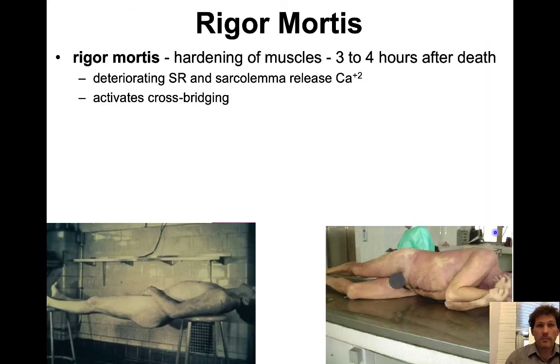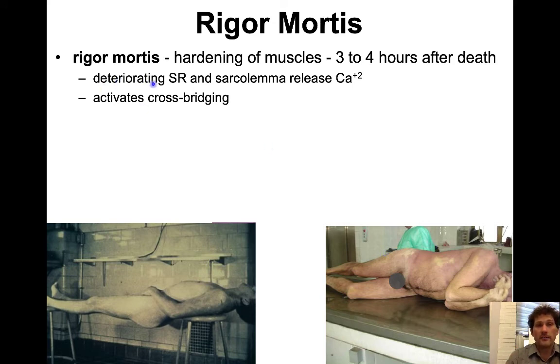Now, when we pass on, we tend to see something called rigor mortis. This is the hardening of muscles that generally happens within a few hours after death. So what's going on with rigor mortis? Here you can see a couple of images of some people that are in this state where their muscles are just super hard and rigid.